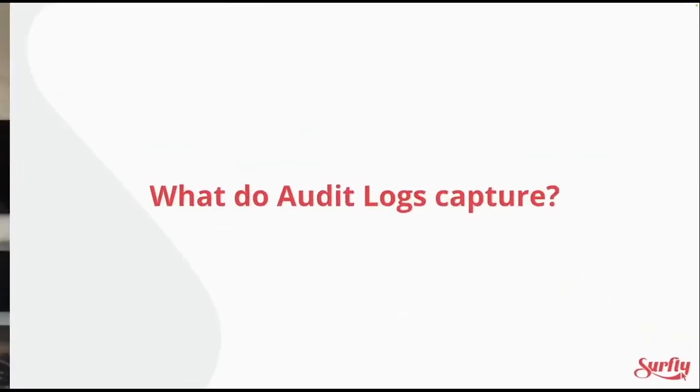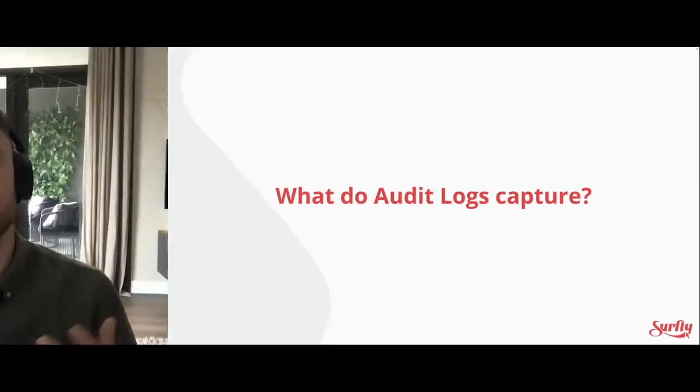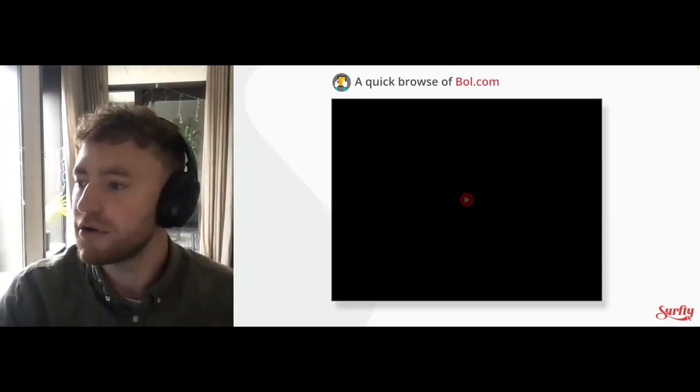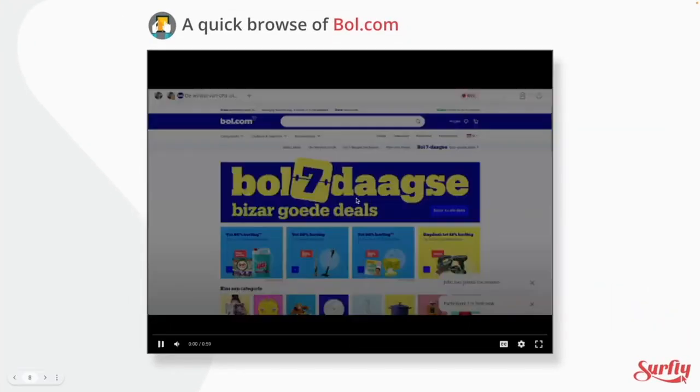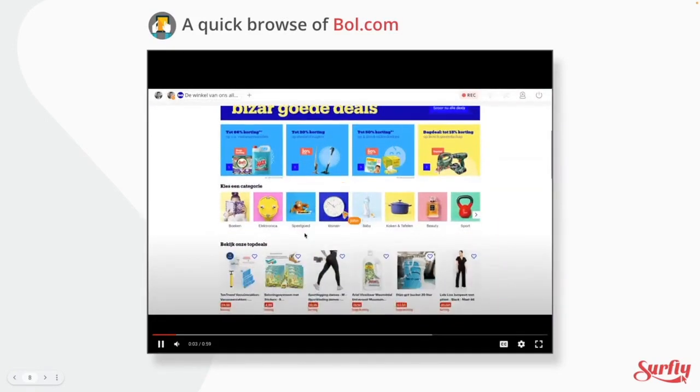So we know where to store them, but what exactly do audit logs capture? I think it's best to answer that question by looking at a real example of browsing. So I have a quick recording here of a browsing session I did recently of bol.com, which for anyone who doesn't know is a Dutch e-commerce site.